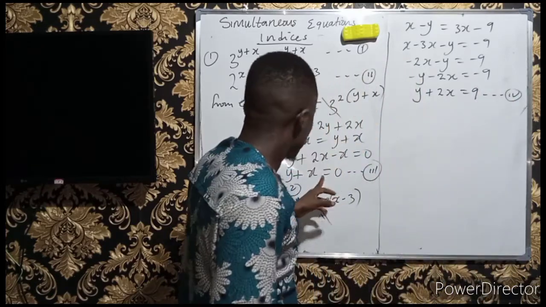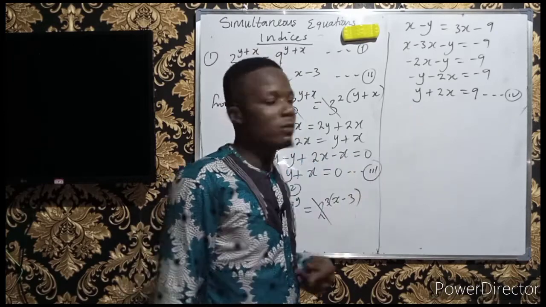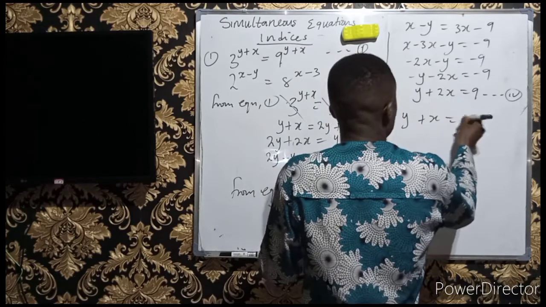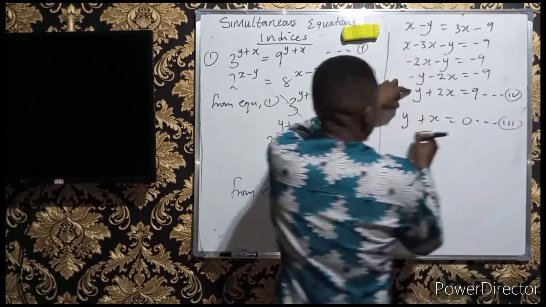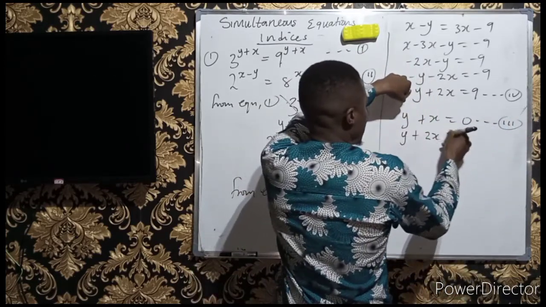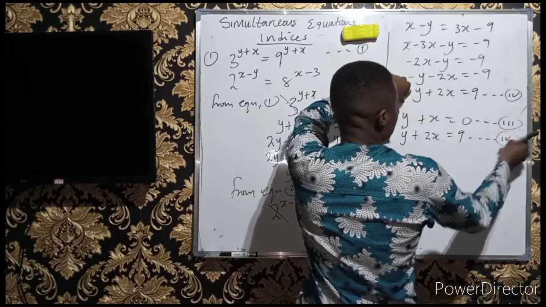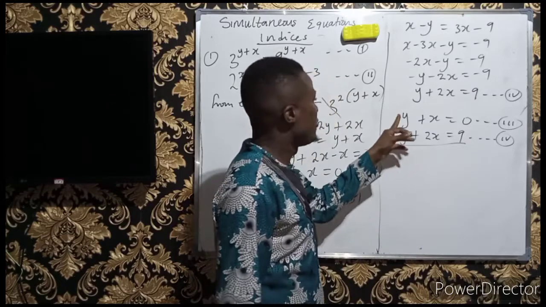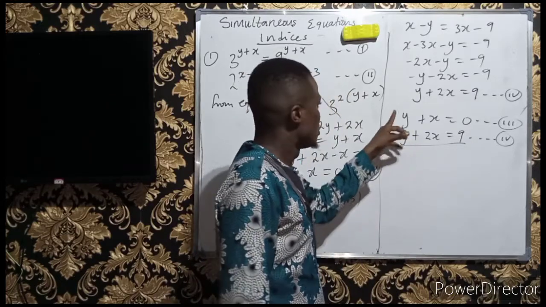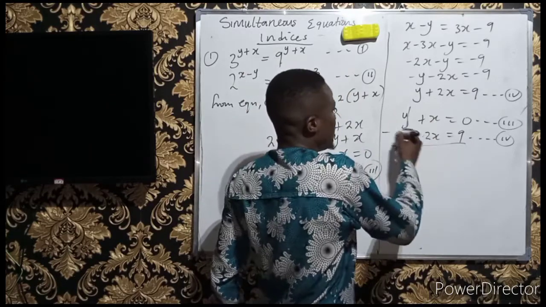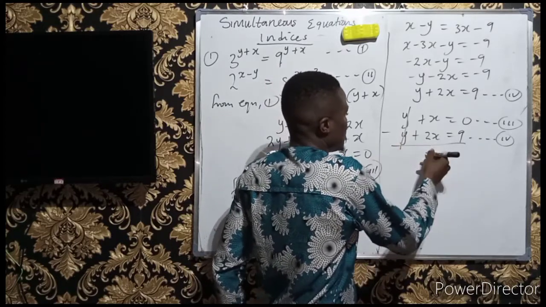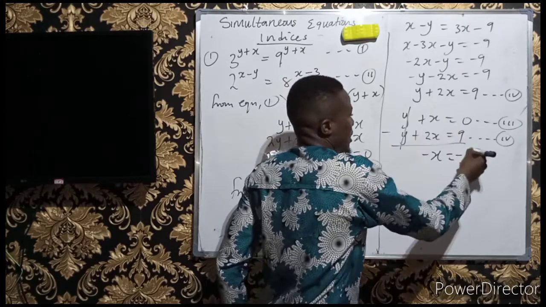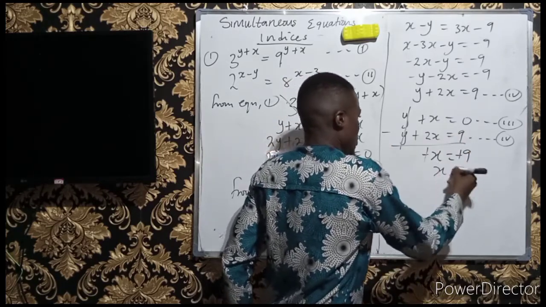Now I will merge equation 3 and 4 together and solve simultaneously. So this is now y plus x is 0 as equation 3, and y plus 2x is 9 as equation 4. To solve this, lucky enough, the coefficients of y are equal here. So y minus y is 0, it has been eliminated. X minus 2x is minus x. 0 minus 9 is minus 9. So x is 9.